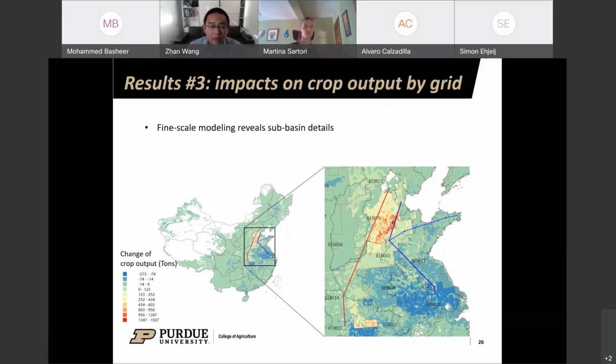And also on the map of the whole China, we see the impact of SNWTP is not only restricted to the water receiving and water donating basins, but also extends to other regions in China.